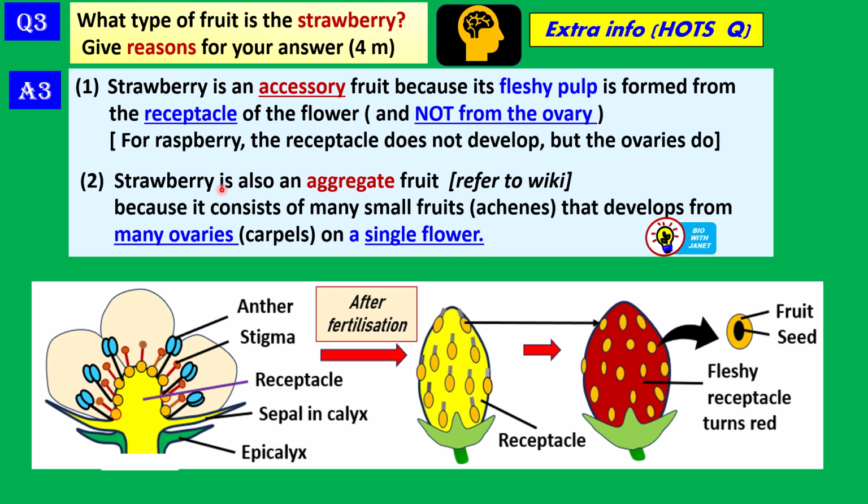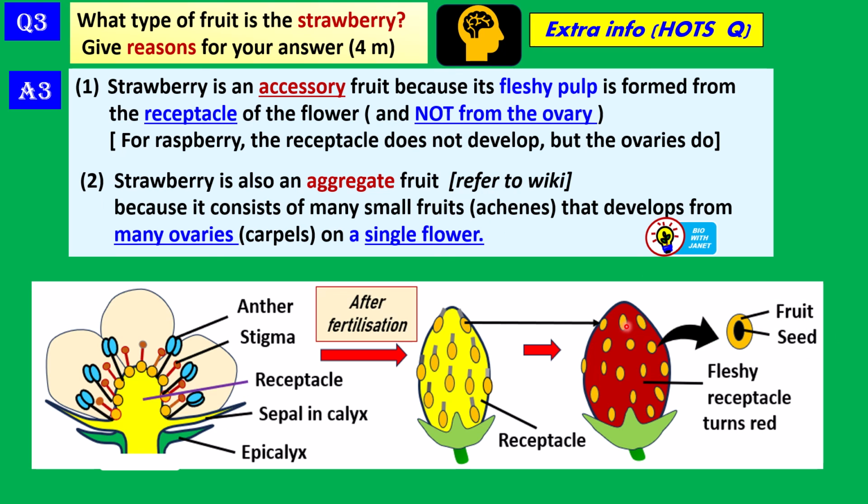Okay, so the ovary did develop a little and formed the fruit with the seed inside each ovary. So there are many ovaries in each flower. So it did develop to form the fruits. Ovaries develop to form the fruits with the seeds inside. So from that perspective, strawberry can also be considered an aggregate fruit, okay, according to Wikipedia. But first and foremost, it is an accessory fruit because the fleshy part is formed from the receptacle of the flower and not from the ovary. Okay, but strawberry is also called an aggregate fruit because it consists of numerous small fruits called the achenes.